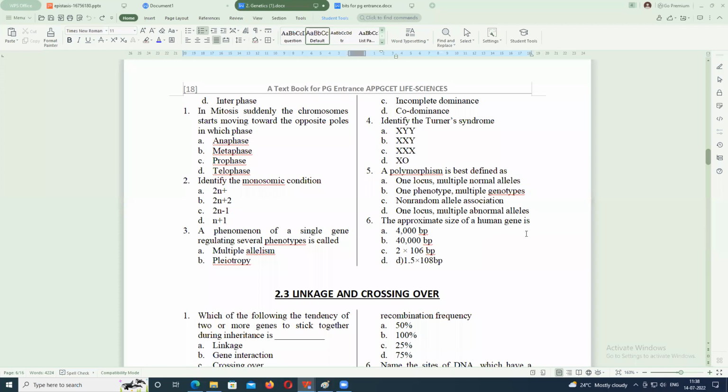Approximate size of human gene. Here it is given as 40,000. You work on it. I couldn't get a proper answer for this. You work on this. Okay.